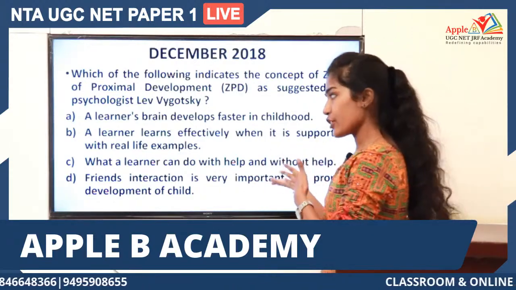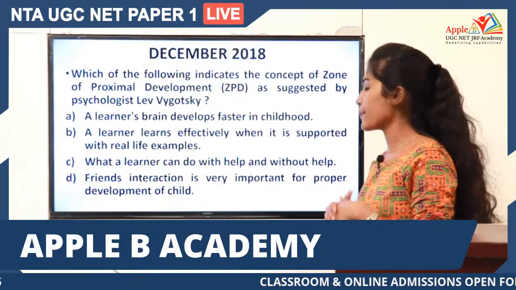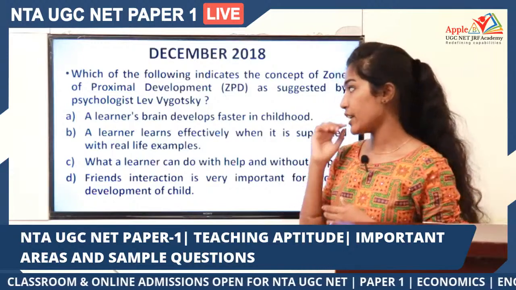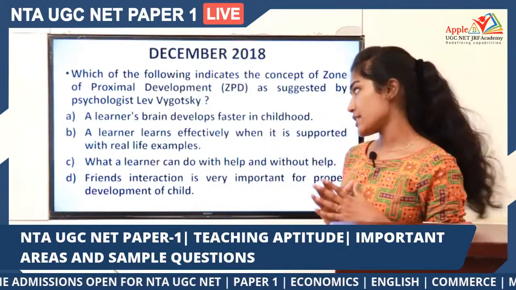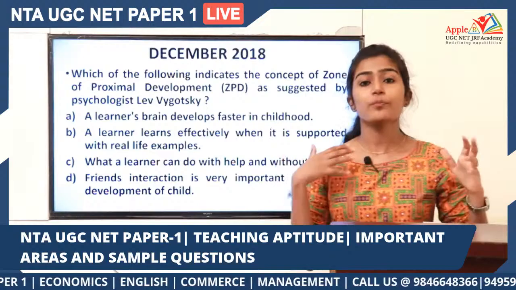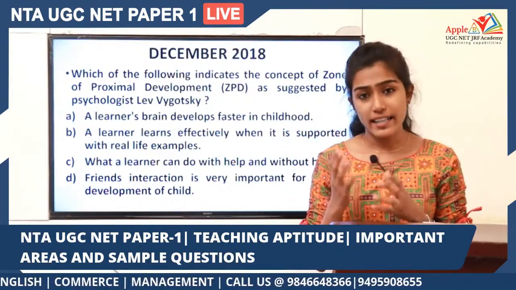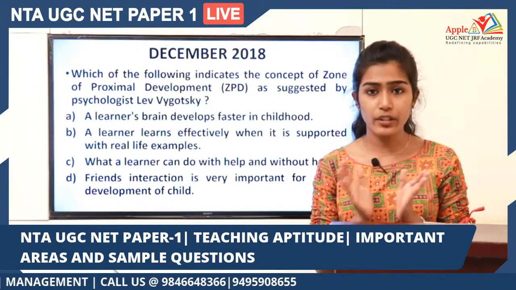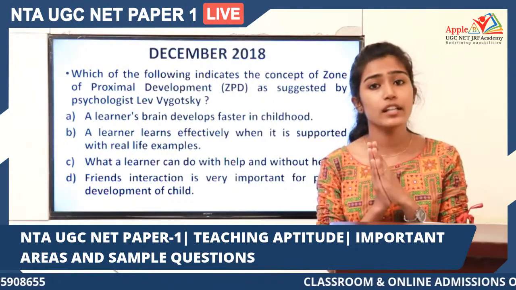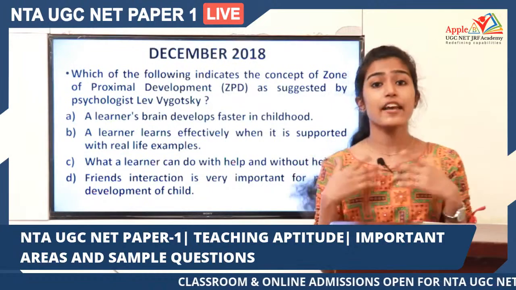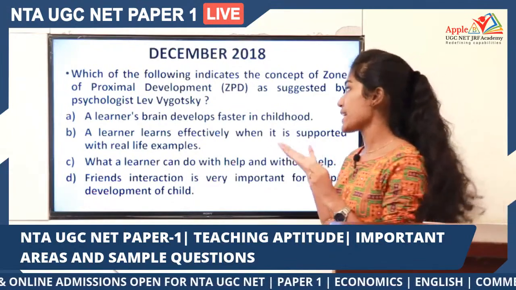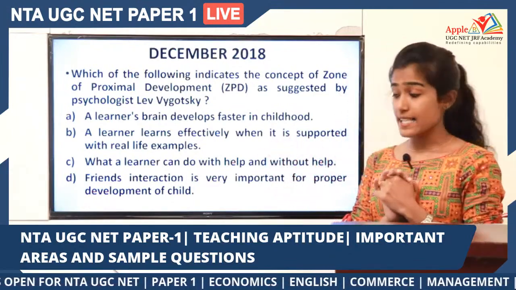So the answer for this question is option C, what a learner can do with help and without help. If you know what is zone of proximal development, you already had figured out the correct option. But if you don't know, this will be a tougher area for you. So please try to understand these theories, have a basic idea about these different psychological theories, because the questions will be very direct. A basic idea of the theories will give you 2 marks. So please take an effort to understand these different types of theories, and you can expect direct questions like this from these areas as well.